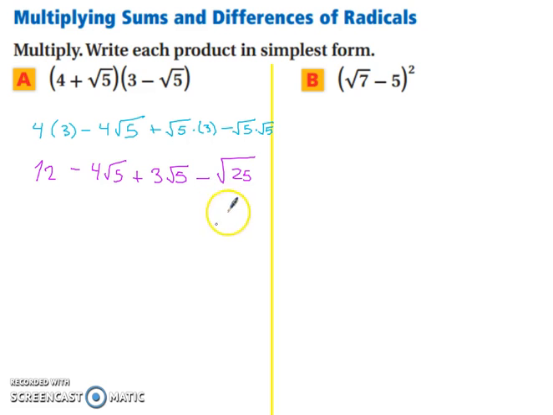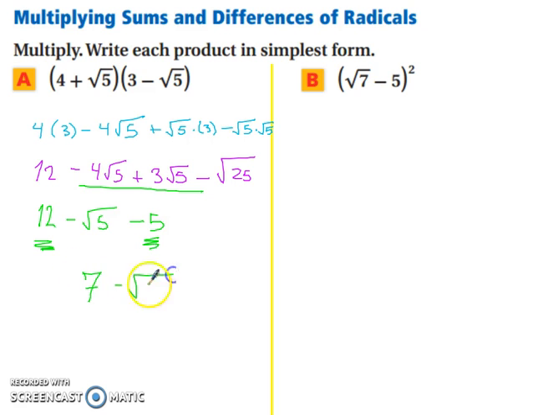And now we're going to keep simplifying. So we have this 12 here. We can combine these two terms. So we have minus the square root of 5, and then the square root of 25 is 5, so minus 5. And then we can combine the 12 and the negative 5, and we have 7 minus the square root of 5.